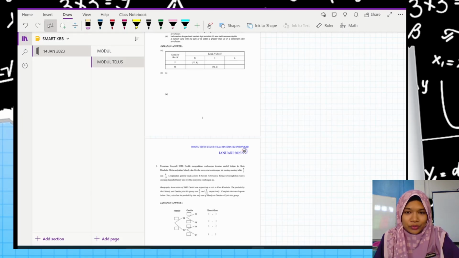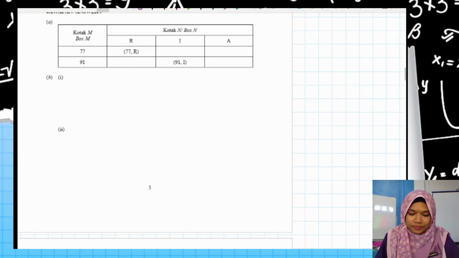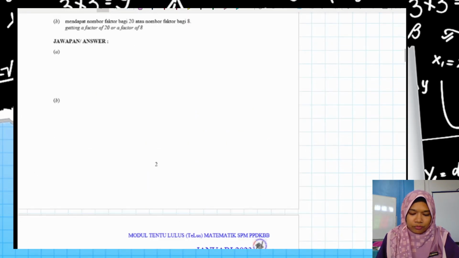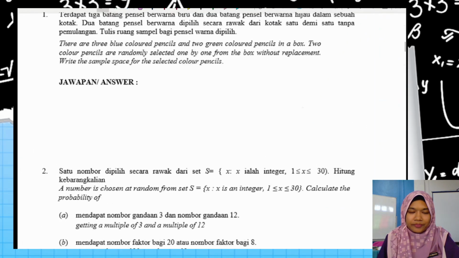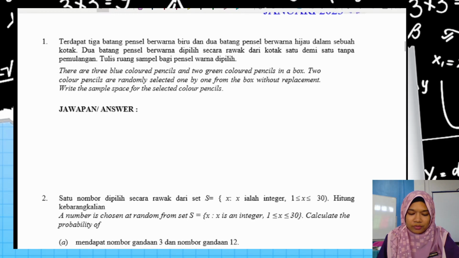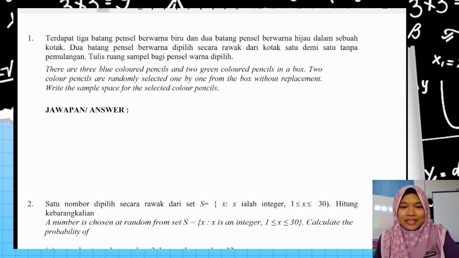So now we will go one by one through the exercise in the module. Did you have this module? Make sure you have this module with you, for the probability of combined events. This one is question number 1. I will guide you one by one. Kalau ada masa, semua soalan cikgu akan go through with you, but kita tengok pada masa yang ada.